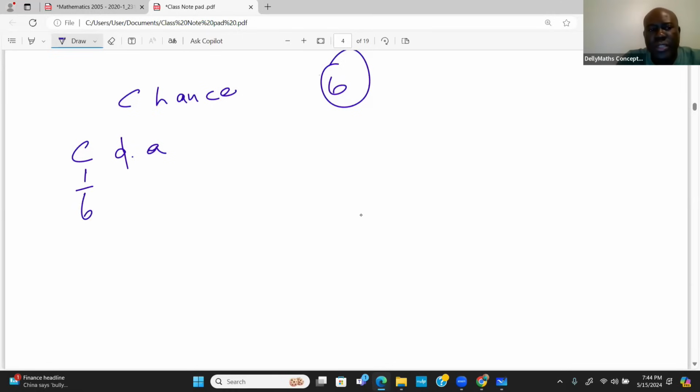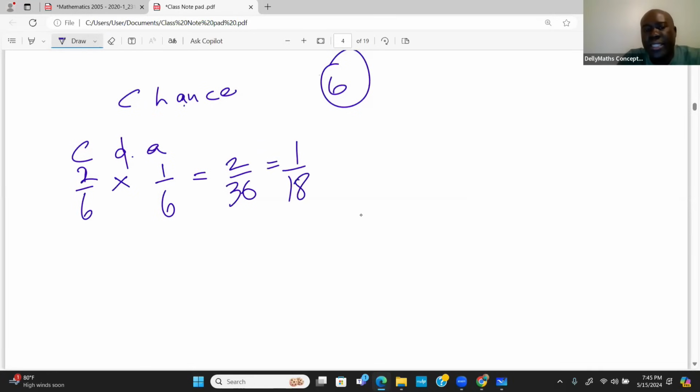This is 1 out of 6. No, this is 2 out of 6. And the A is 1 out of 6. And is hard to get. You have to multiply. So it's hard to say, I'm going to take up a C and then I take up an A, because you're not looking, like you close your eyes. So the probability becomes harder. So this is 2 out of 36, which is 1 out of 18.